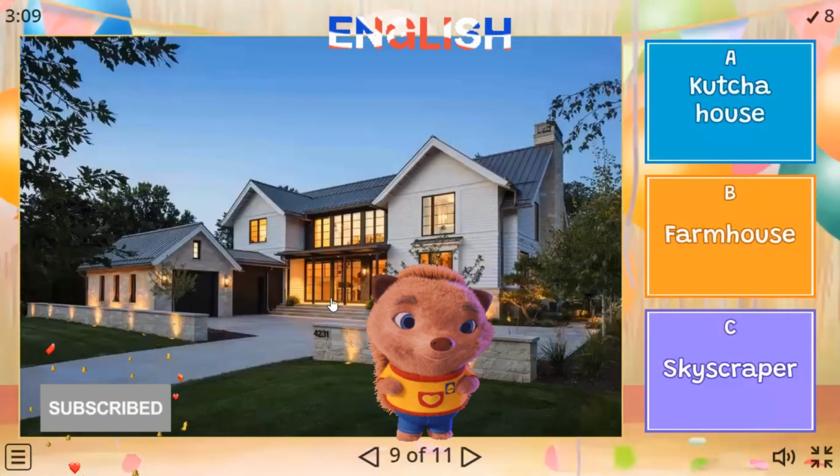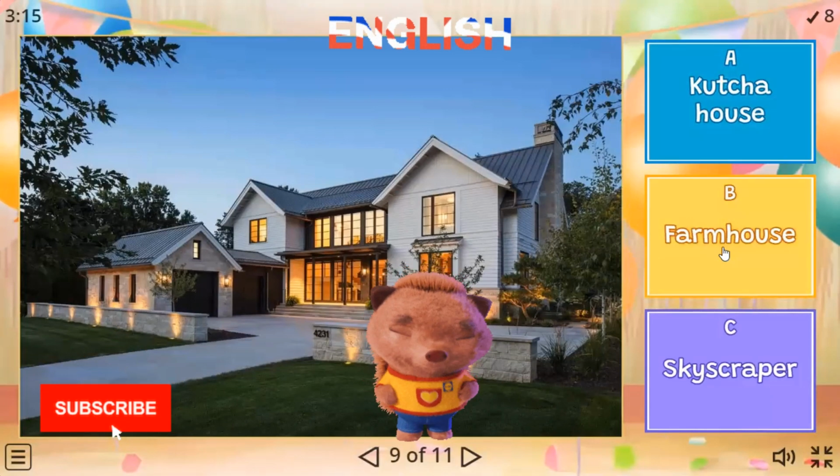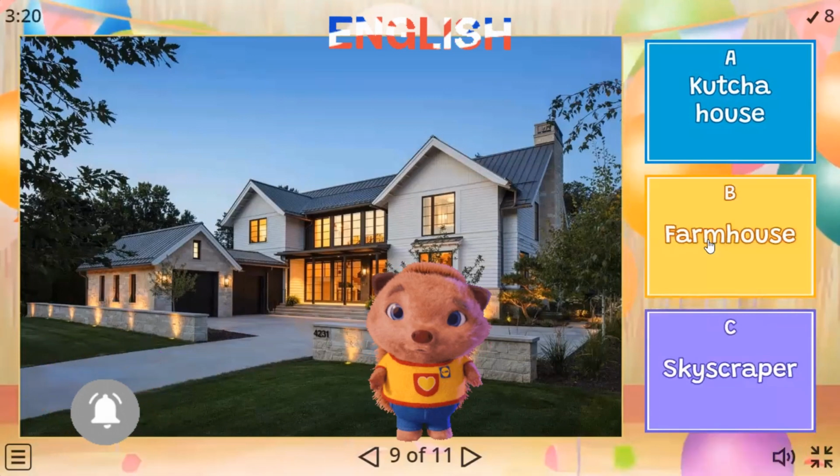The next picture, can you guess it? Which type of house is it? Option A, kacha house. Option B, farmhouse. Option C, skyscraper. The right answer is option B, farmhouse.